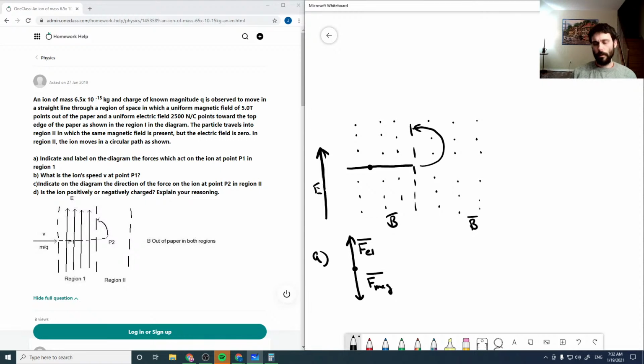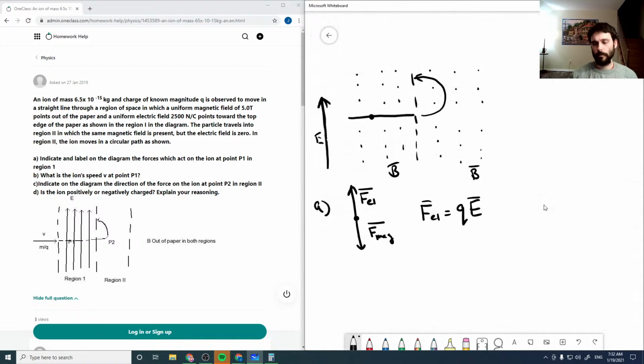Okay, and we can write these as well. So this is going to be QE, and our magnetic force is going to be QV cross B.